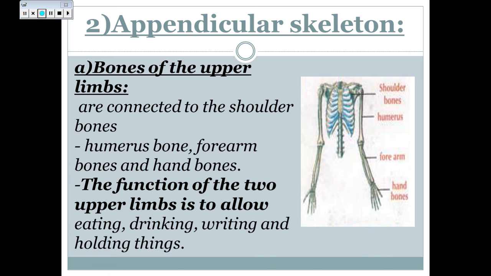And now, the appendicular skeleton. In the appendicular skeleton there are upper limbs, which are connected with the shoulder bone. The upper limbs are humerus, forearm, hand. And they help us in eating, drinking, writing, and holding things.